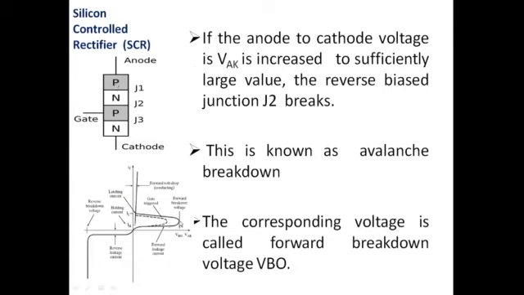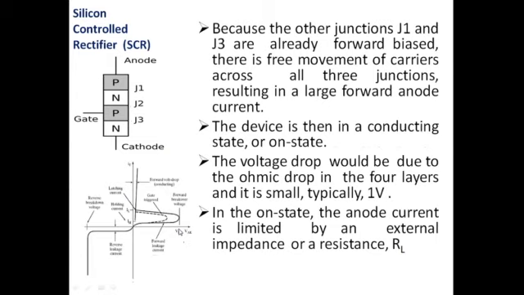See here, this point, the reverse voltage, reverse in the sense reverse to J2, at which this breakdown happens, we call the breakover voltage. We will denote this as VBO. So at this voltage, this avalanche breakdown happens, and high current flows from anode to cathode.